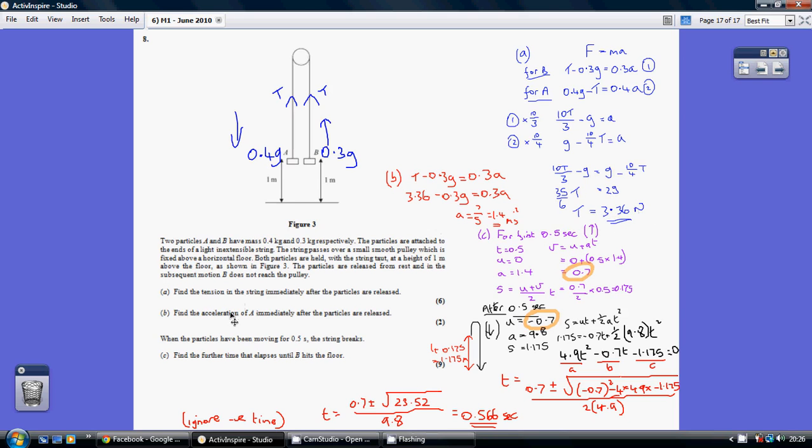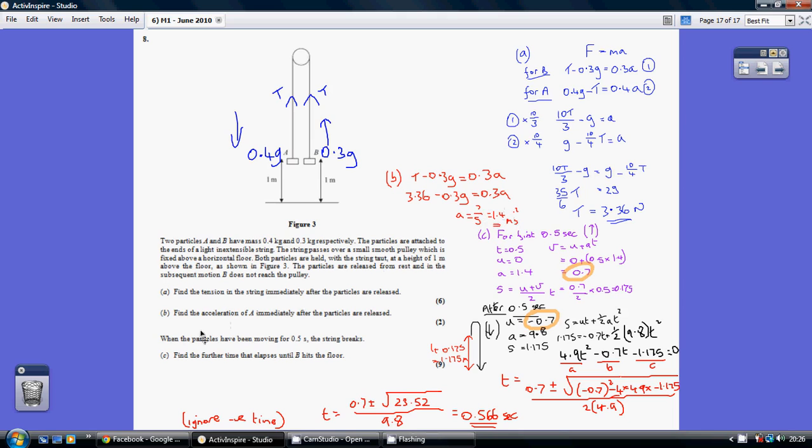Now for part B, find the acceleration. Well, the acceleration was the other unknown back here, so take an equation of your choice. I've taken the first one, equation 1. I now know that T is 3.36. Obviously G is 9.8, so it allows me to solve for acceleration: 7 over 5, or 1.4.